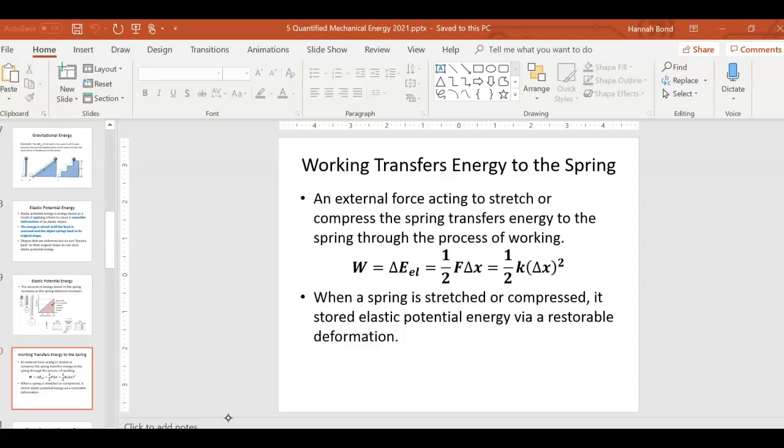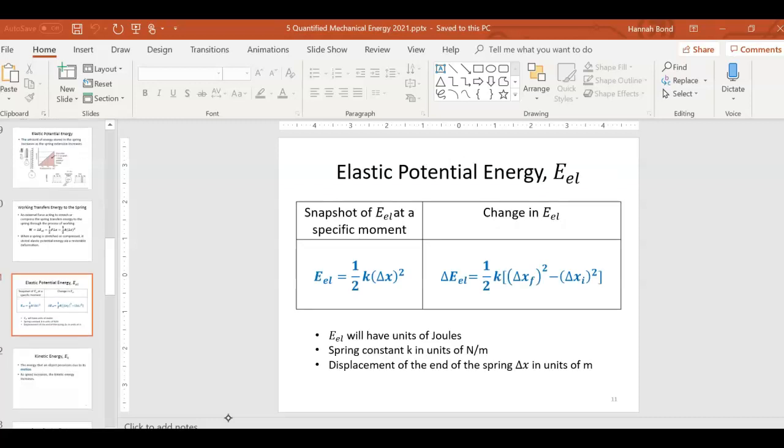Objects that are deformed but do not bounce back are not storing elastic potential energy. Okay, so here are the equations for elastic potential energy. On the left is the equation if you would like to know at this point of time, at this moment, how much elastic potential energy is in this elastic object. That energy is equal to 1/2 times the spring constant, K, times the square of the displacement.